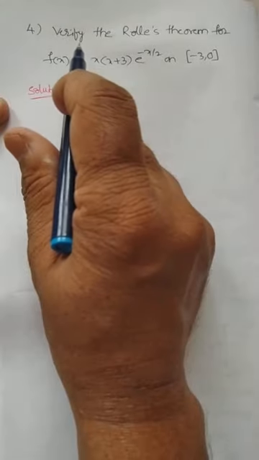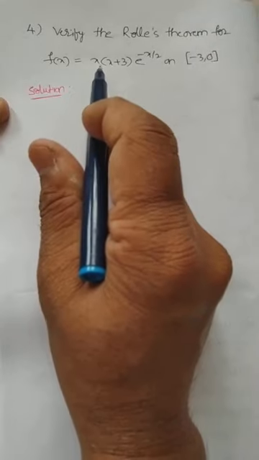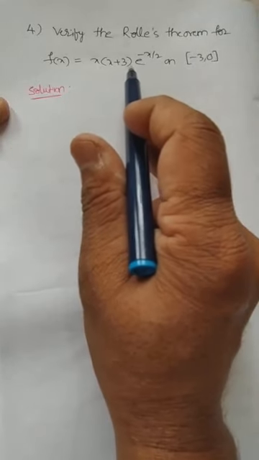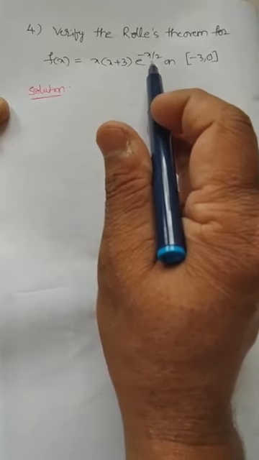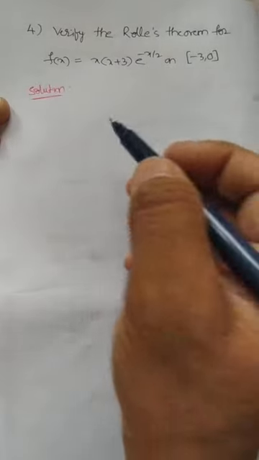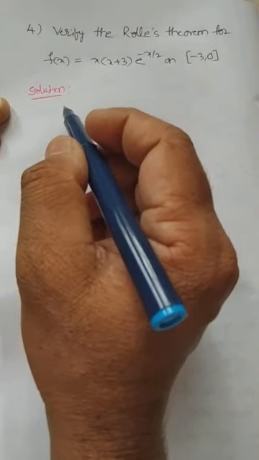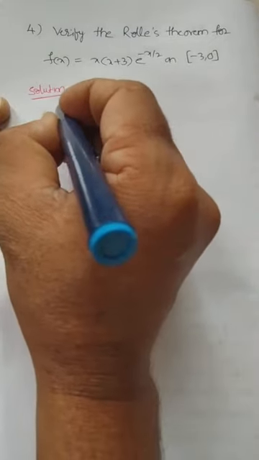We got. Now the fourth problem. Verify the Rolle's theorem for f of x is equals to x into x plus 3 into e power minus x by 2 on minus 3 comma 0. Okay. So as we done in our previous problem, here also we are doing the same.